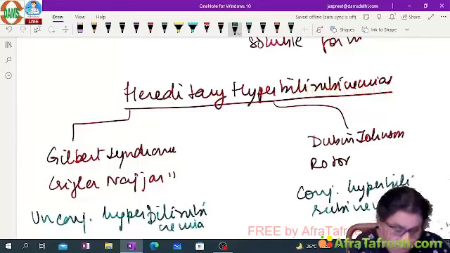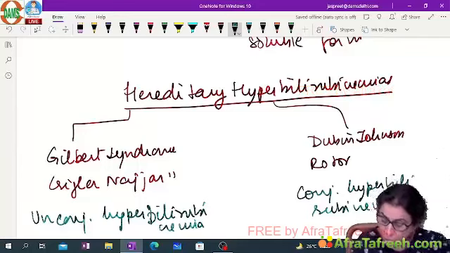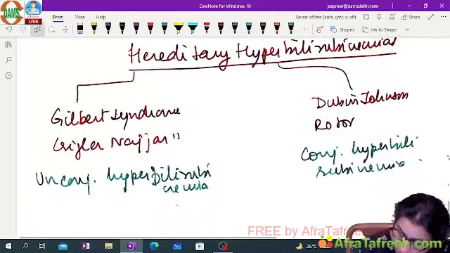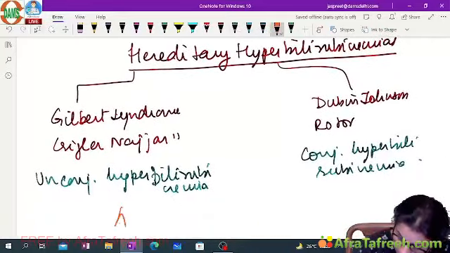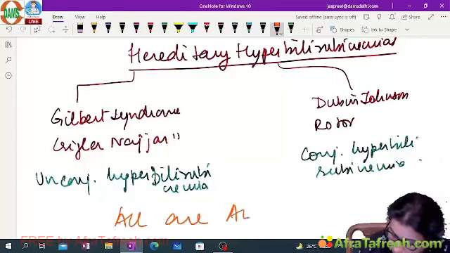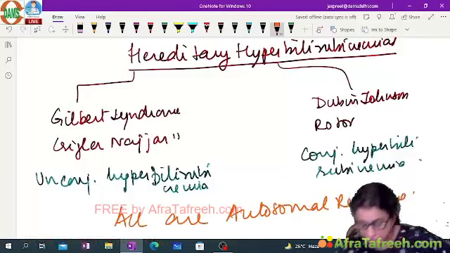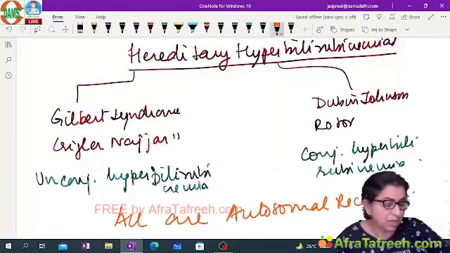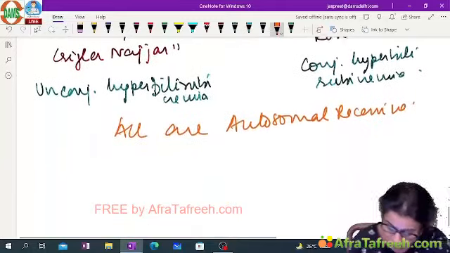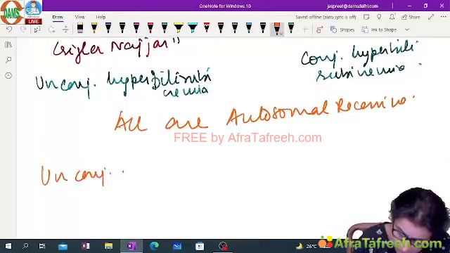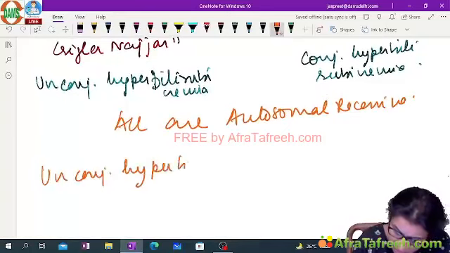So they increase conjugated bilirubin levels. All hereditary hyperbilirubinemias are autosomal recessive. So all, whether conjugated or unconjugated hyperbilirubinemias, all are autosomal recessive. Okay, so first let us see the ones causing unconjugated hyperbilirubinemia.